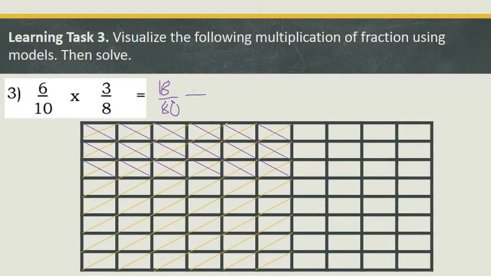So, kapag nilowest term natin siya, pwede natin siya i-divide sa 2. Okay, so, pag dinivide natin sa 2, ito ay magiging 9 over 40. So, wala nang common factors yan. So, yun po ang answer.